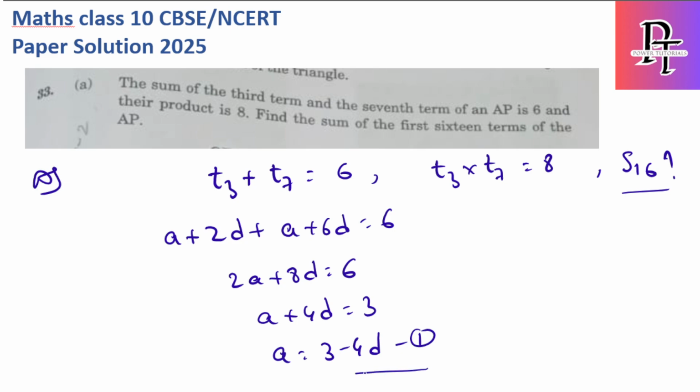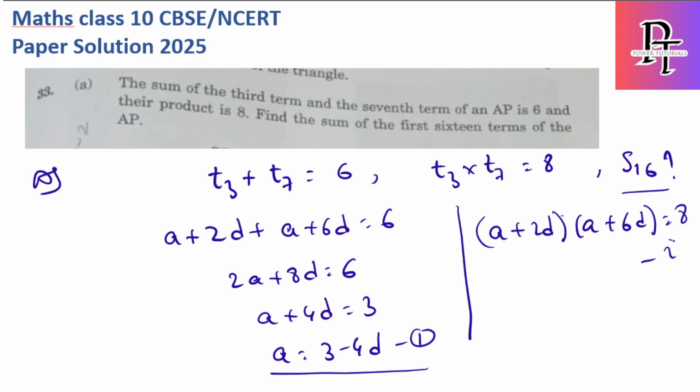Let's keep it aside. What is the second condition? T3 into T7, which is a plus 2d into a plus 6d, is equal to 8. This is 2. Now what I will do is keep 1 in 2.